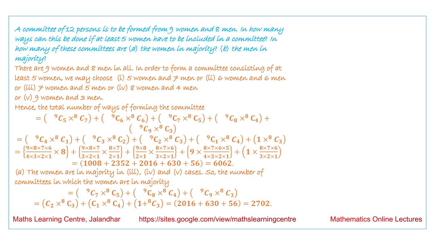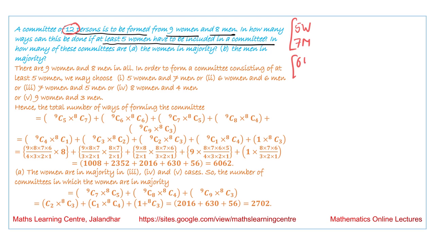Next question we have is, a committee of 12 persons is to be formed from 9 women and 8 men. In how many ways can this be done if at least 5 women have to be included in the committee? So when we are saying that at least 5 women should be there, it means the cases we have: there are 5 women and we require 12 persons. It means in this case we have 5 women, then we will have 7 men. This is the first case.